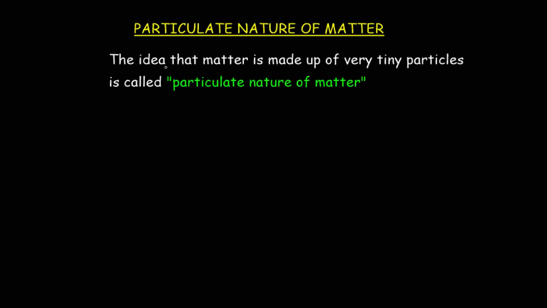All the examples of matter, or anything which is considered as matter, is made up of tiny substances that the eyes can't see. And these tiny substances are called particles. So a particle is simply anything which is so tiny that the human eye cannot see.